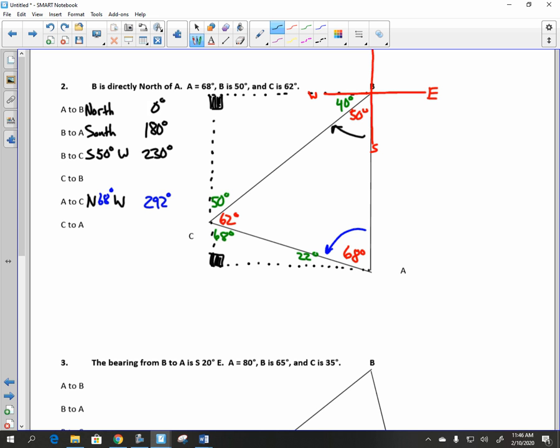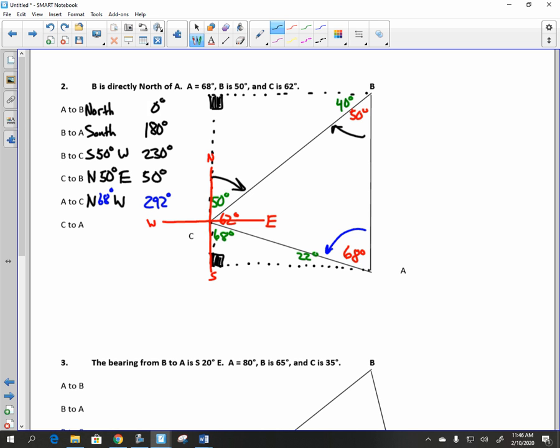Now I've got to hop on over to C. There I am. General description, C to B. Northeast. From north, how many degrees do you turn towards the east? Is that 50 past 0 or 50 behind 360? Look at 50.